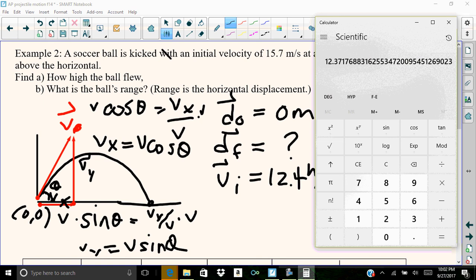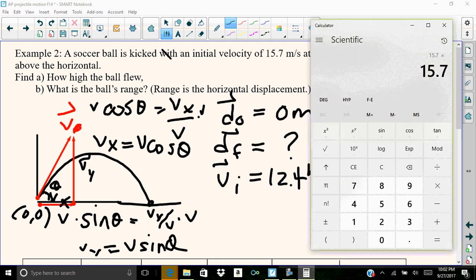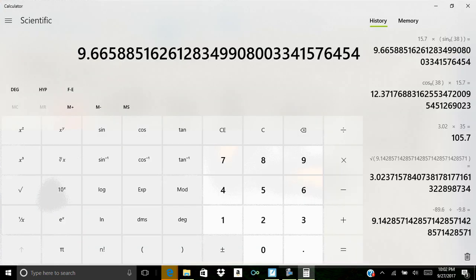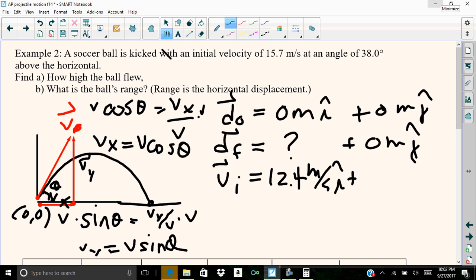And it's going to be equal to 15.7 times the cosine of the angle 38 degrees. So what I'm going to do is put in 38 sine. And that gives me 9.67. Oh, that's big. Okay, so that gives me 9.67 meters per second J hat.